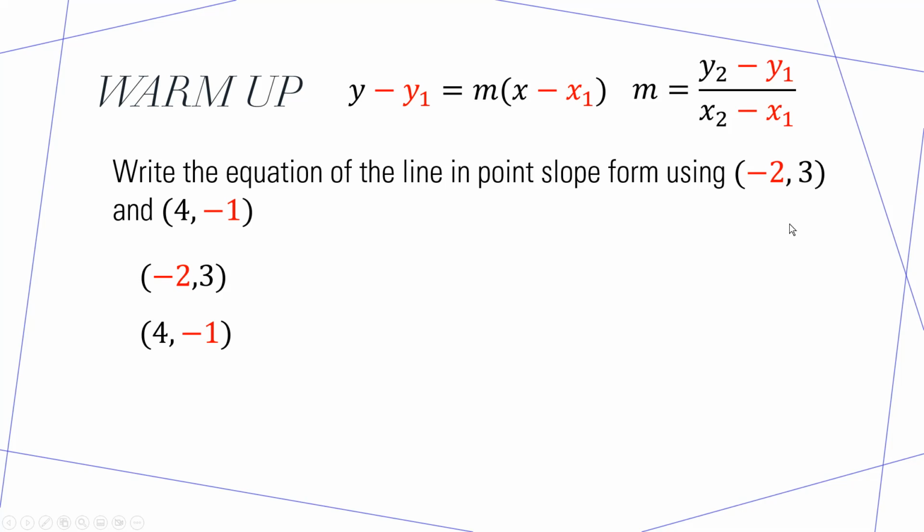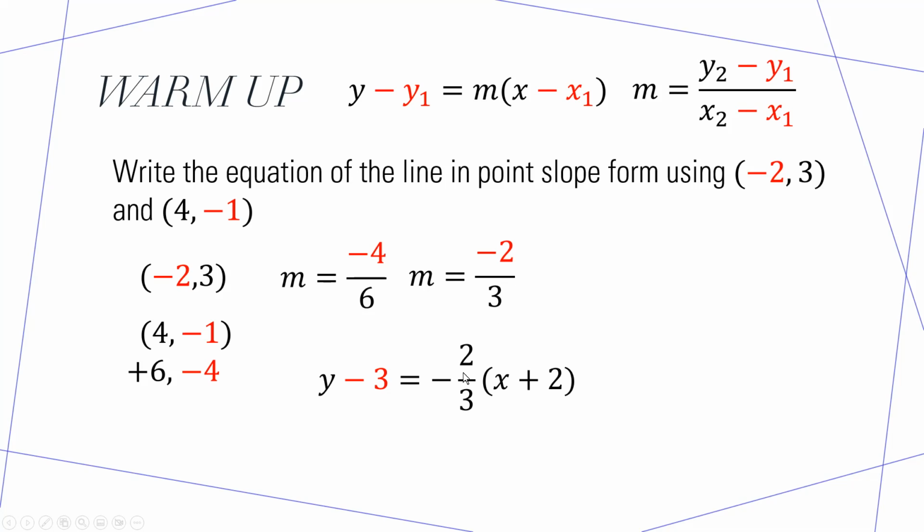We're going to ask ourselves how we get from -2 to 4, and how we get from 3 to -1. From -2 to 4, notice we're adding 6. From 3 to -1, we are subtracting 4. So we're just going to stack the two and then reduce. So we have -2/3 for our slope.